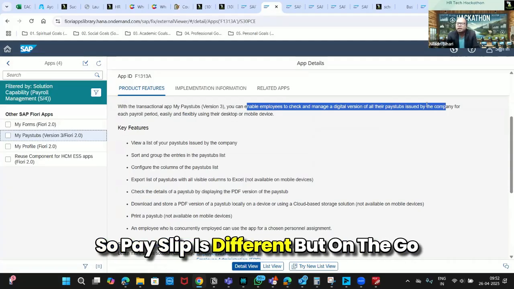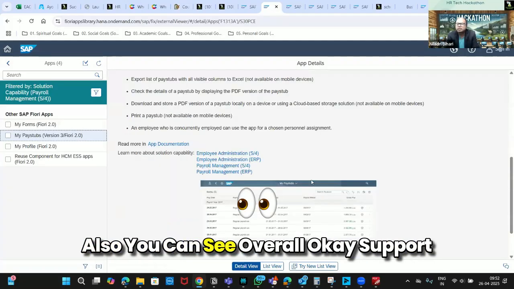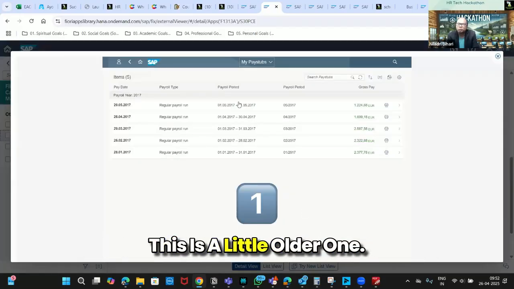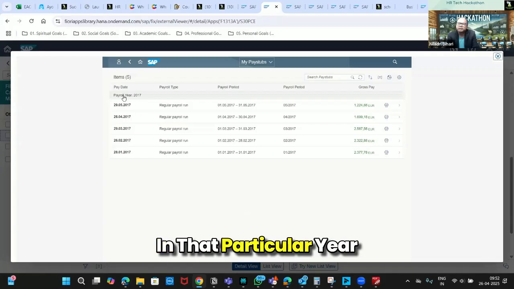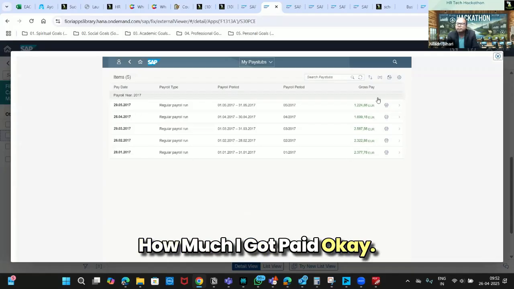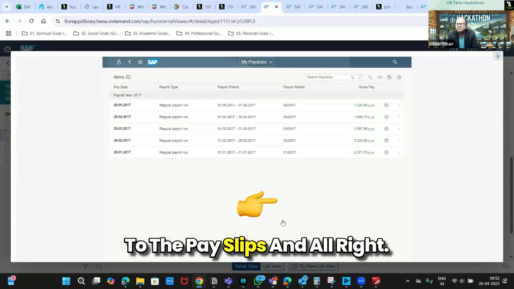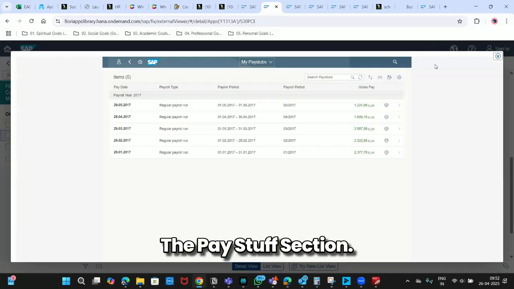So a pay slip is different, but on the go you can also see the overall view. Suppose this is a little older one: in that particular year, how much I got paid, month wise, without going to the pay slips and all. They call it the pay stub section.